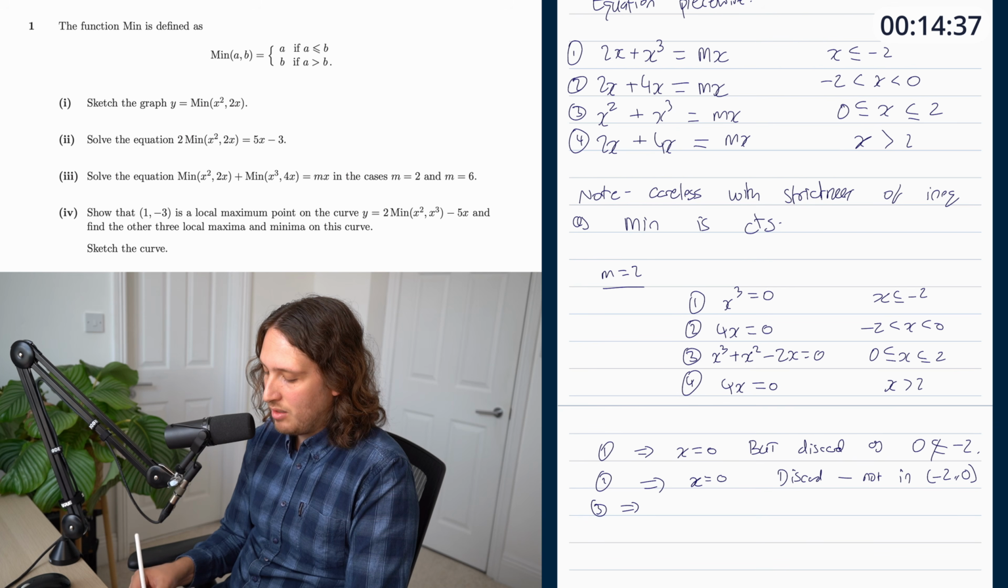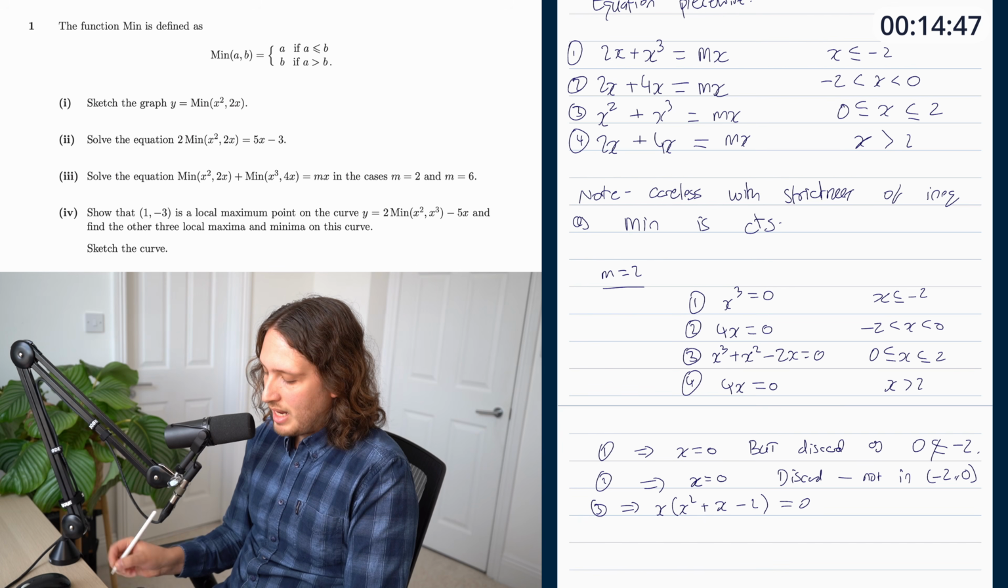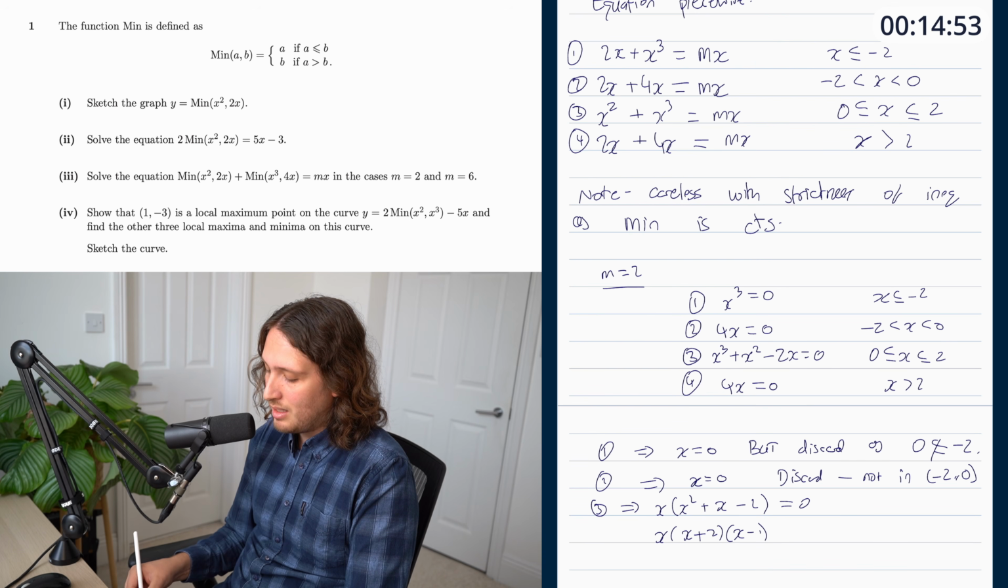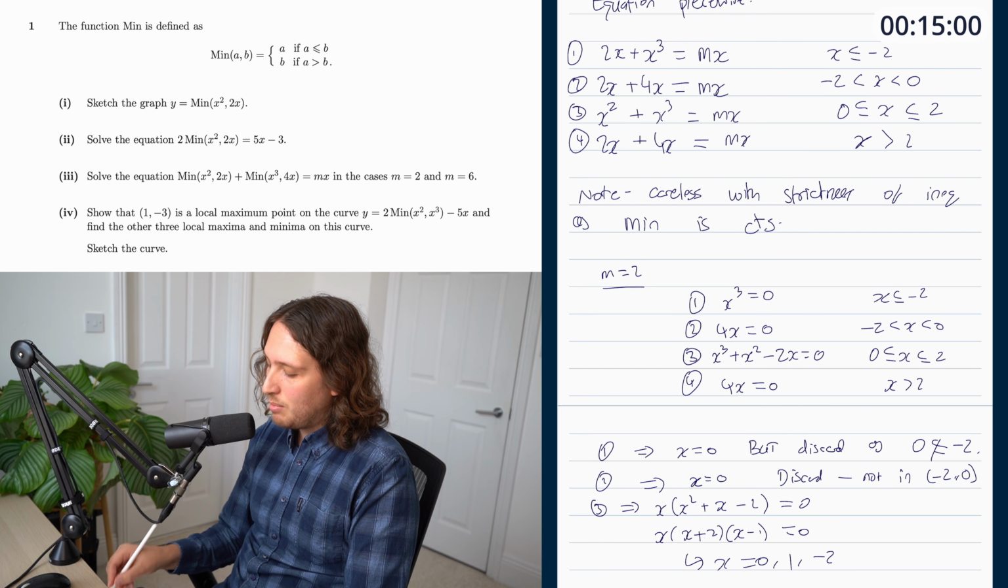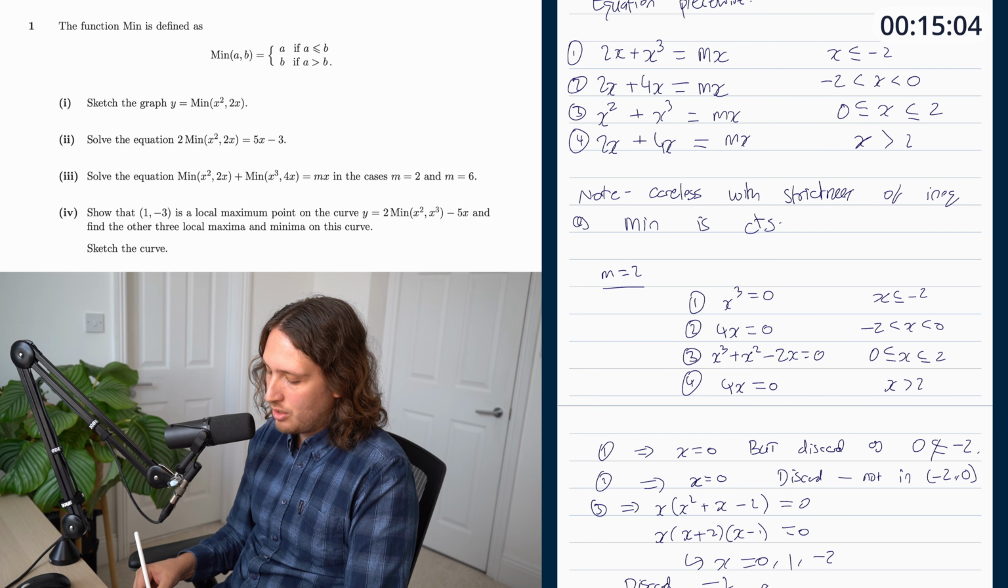And indeed it will, because if I pull out the x, that's obviously telling me I have a factor of, well, a solution of x equals 0. So I get that. And then I can factorize that quadratic, (x plus 2)(x minus 1). So I get x equals 0, 1, and minus 2. But I had to be on the interval 0 to 2, so I discard minus 2, as it's not in 0 to 2.